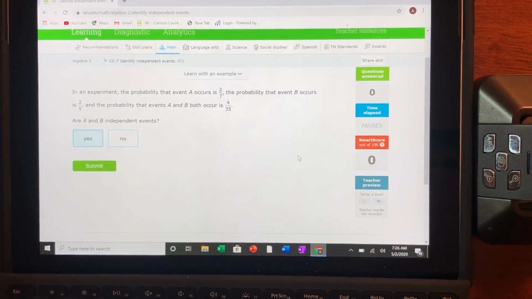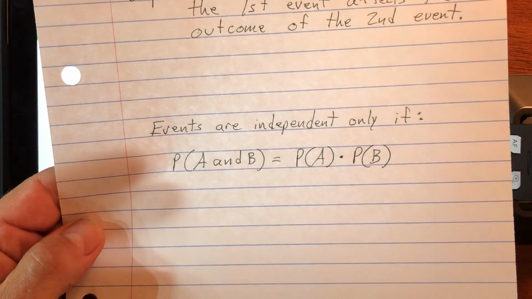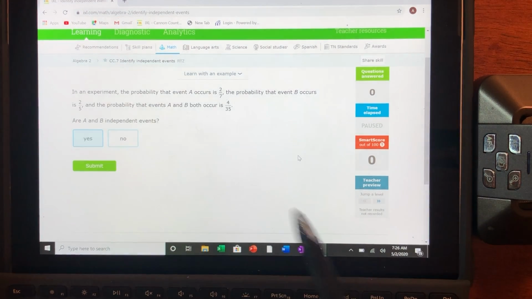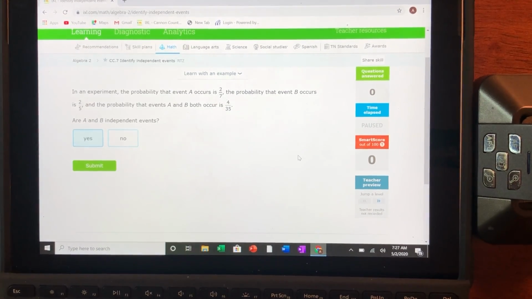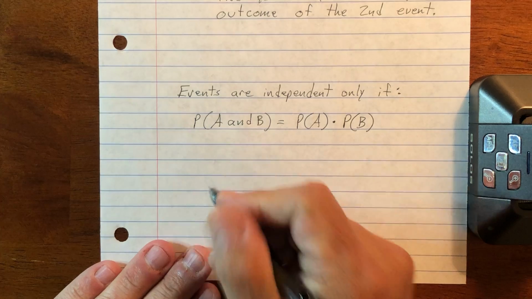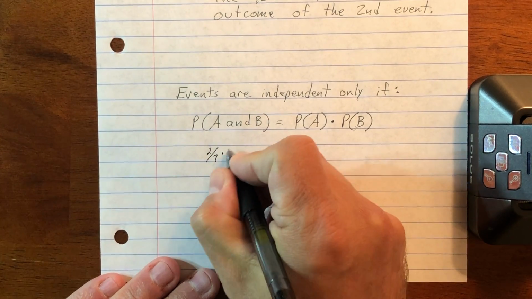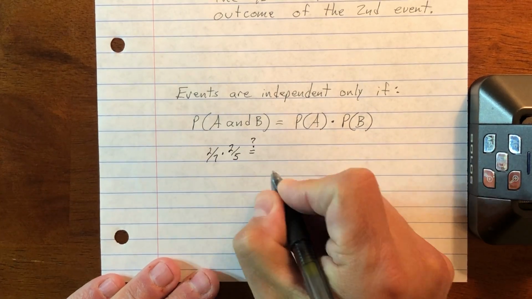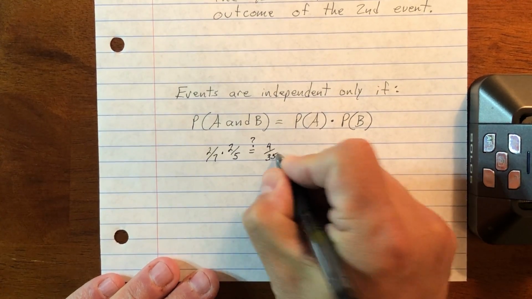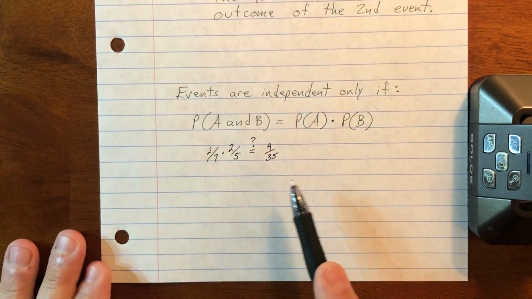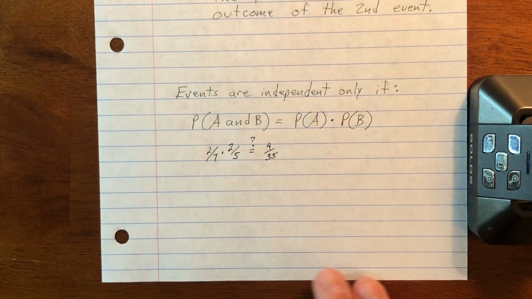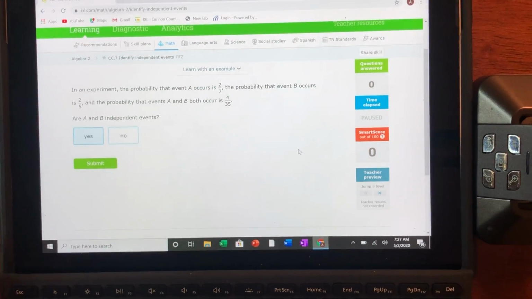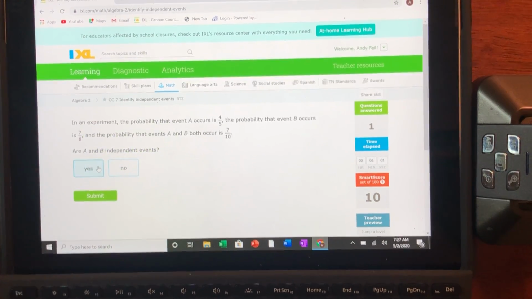Well, if they are, then that means that this formula has to hold true. So really, we just have to figure out, is 2/7 times 2/5 equal to 4/35? Okay, so on paper, I'm going to write that down. 2/7 times 2/5, is that equal to 4/35? Well, you know from 5th or 6th grade math class that when you multiply the numerators, 2 times 2 is 4, and 7 times 5 is 35. So I would say absolutely yes, this one is true, and therefore these are independent events. So I'm going to click yes, and I'm going to click submit, and that's it.